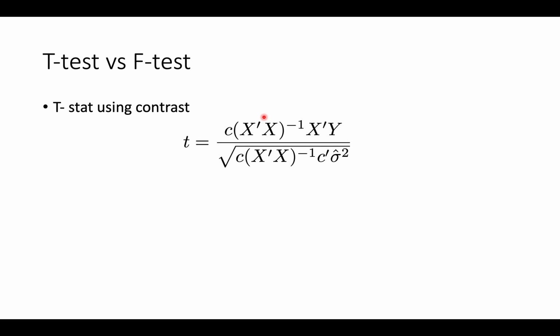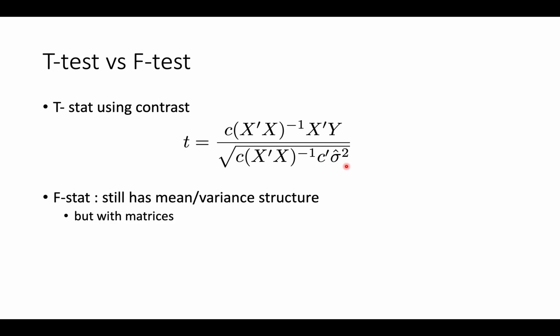So this is c beta hat up here. And then this is the variance estimate of c beta hat. And sigma hat squared is just the residual variance. The F statistic has a similar structure.